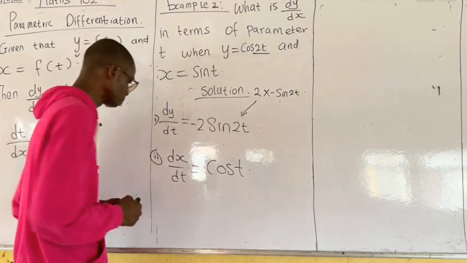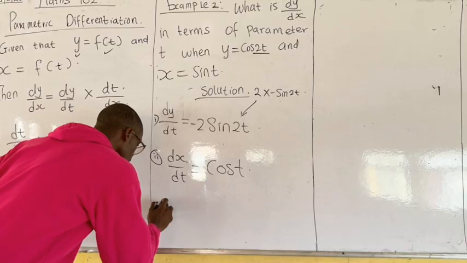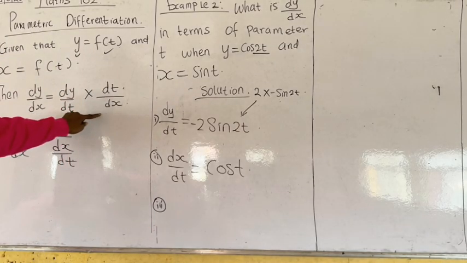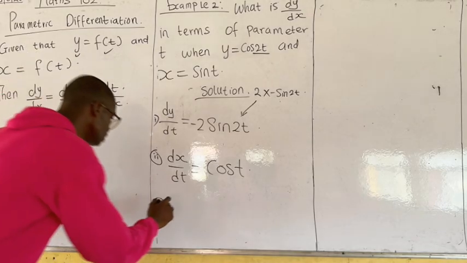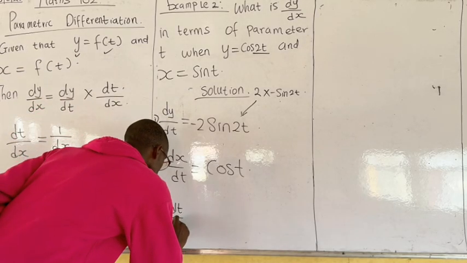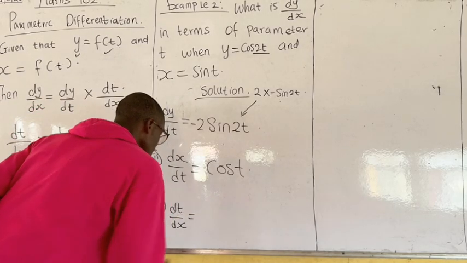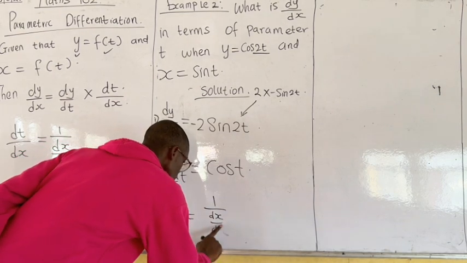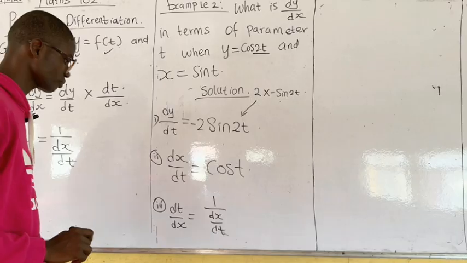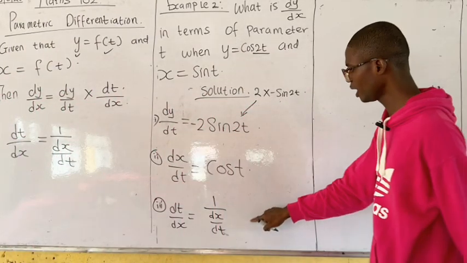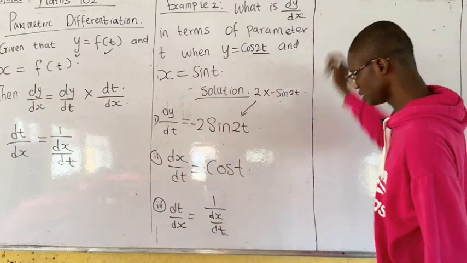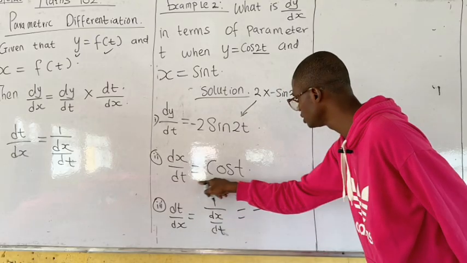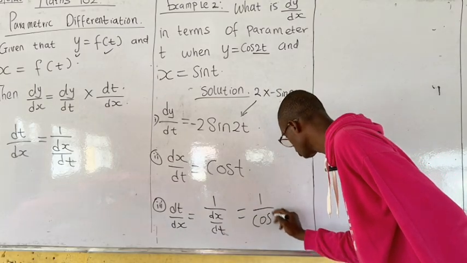Hope you understand. So next step is to recall that what we are looking for in our formula is dt/dx, not dx/dt. But we know that dt/dx is 1 over dx/dt. Do you agree? So now we have that. So if that is the case, it means that for us to have dt/dx, it will be 1 over this guy we got, which is cos t.